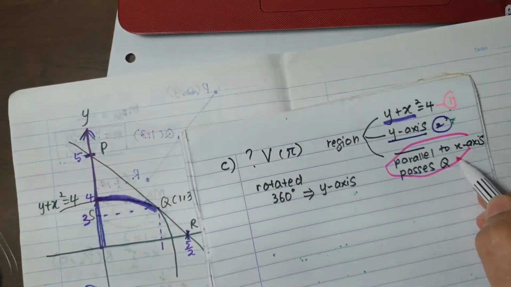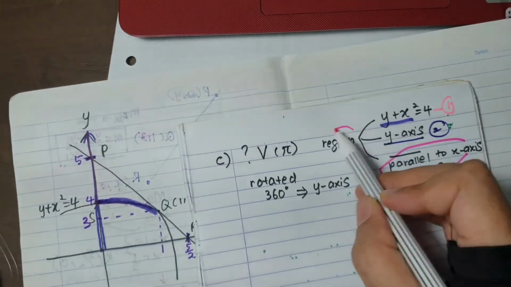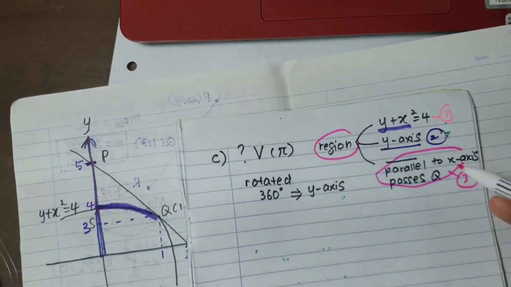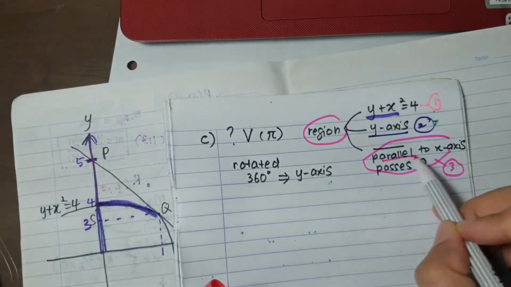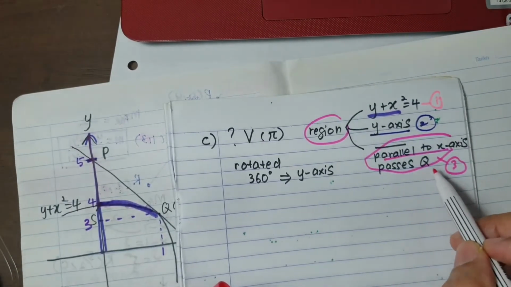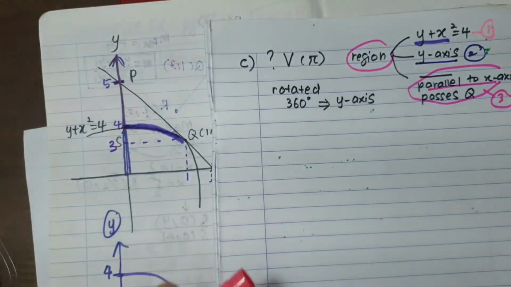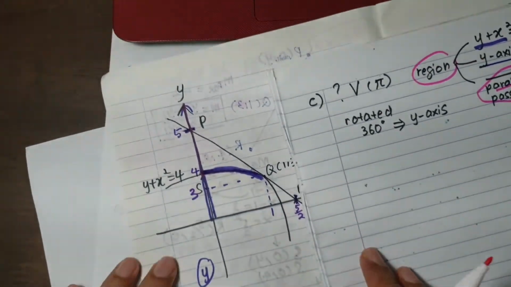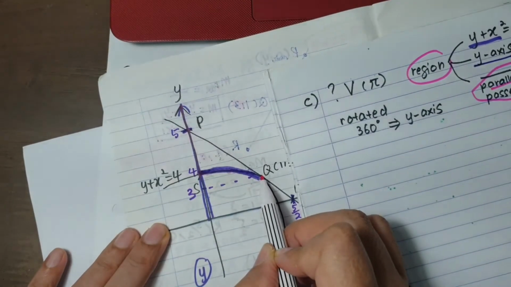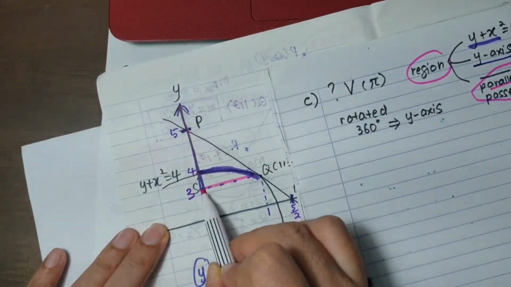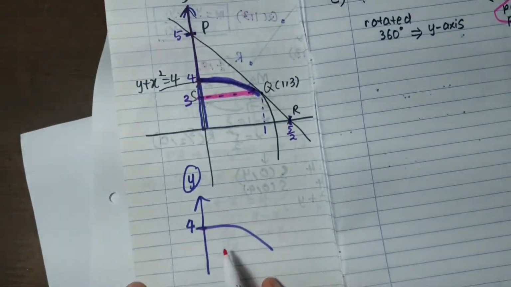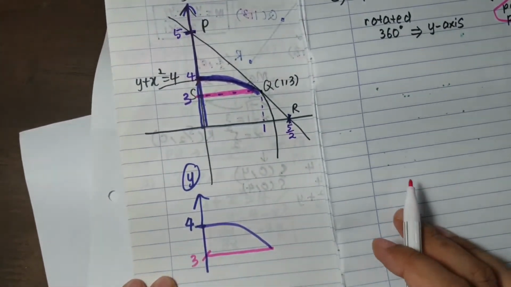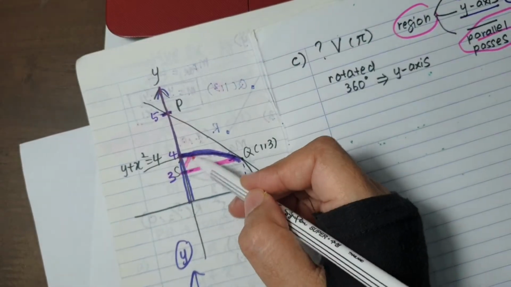So altogether, this region must be bounded by these three graphs. First the curve, second the y-axis, third the line which is parallel to the x-axis, and make sure it passes through point Q. So where is that? Of course here, because it says passes through point Q. So here, just now was 3. Right. So our region is this one.